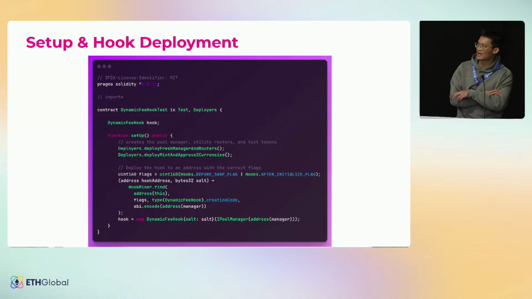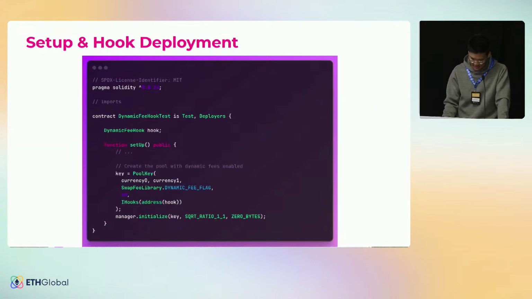There's an example of how to deploy a hook within Foundry unit tests, because hooks encode which functions they use inside their address. The first few characters of an address signal which functions you're using, and so there's this nice little mining tool within the V4 template that you can use to deploy your hook locally.